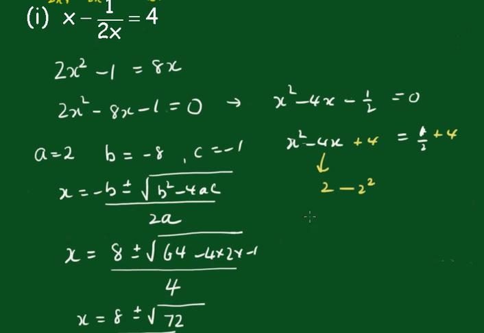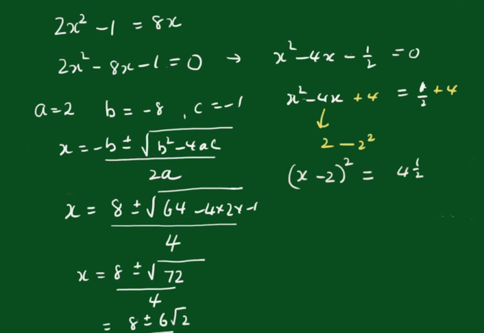Okay, now this becomes x minus 2 all squared equals, now 4 plus a half is 4 1/2. Now I need to do something with this. That's going to be 9 on 2, isn't it? Looks a bit strange. Okay, so x minus 2 equals plus or minus the square root of 9 on 2.